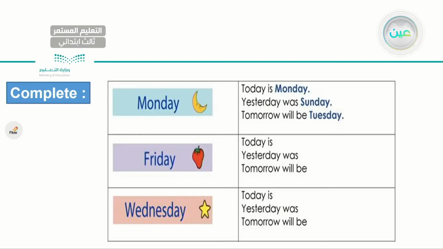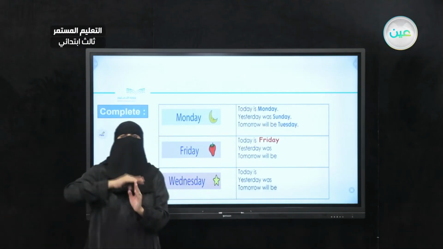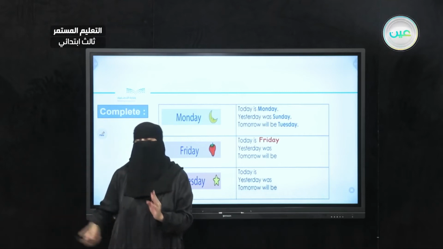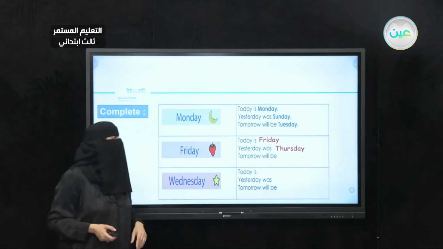Now, I gave you the answer. Today is what? Today is Friday. Very good. Today is Friday. So now, if today is a Friday, yesterday was what, my dear student? What's the day that comes before Friday? That will leave us with Thursday. Very good, my dear student.